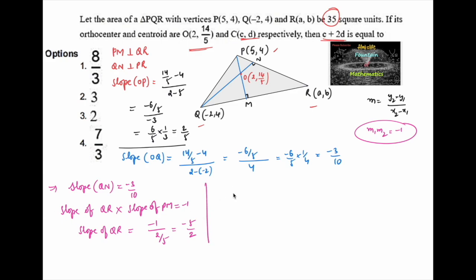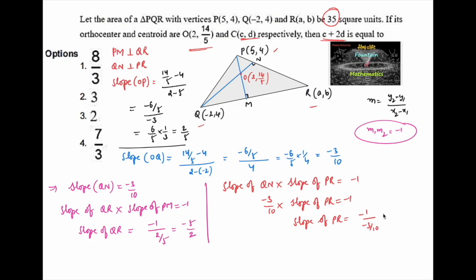Similarly, slope of the line segment QN into slope of the line PR is equal to minus 1. So slope of QN is minus 3 by 10 into slope of PR is minus 1. So we can write slope of PR is equal to minus 1 divided by minus 3 by 10, that is 10 upon 3.